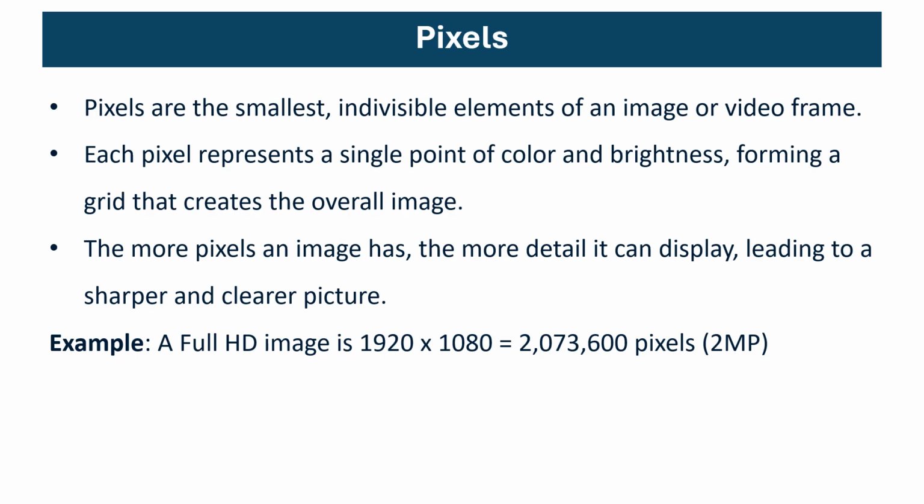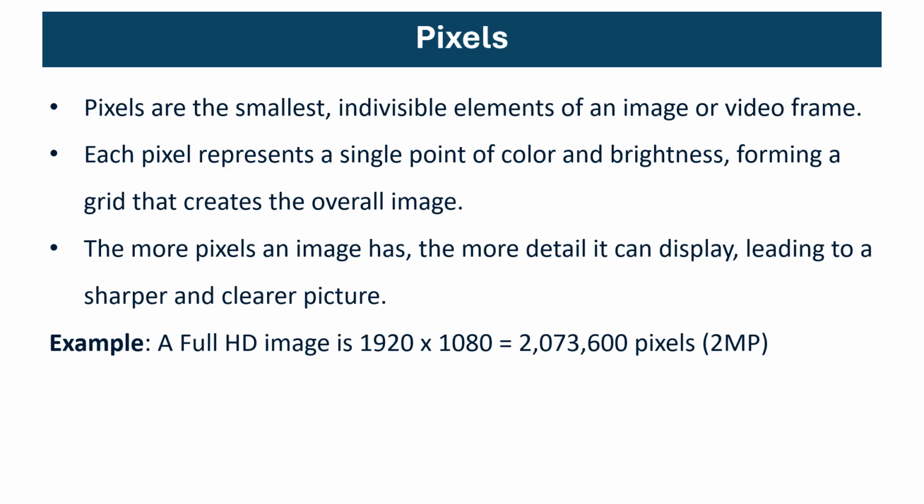So the pixels also contribute to the overall quality of the image. When you have more pixels in an image, the more detailed that image becomes. That's why when you talk about Full HD, HD, 4K and 2K, you can see these numbers increase when the quality increases. When you have more pixels, it means that the quality of the image becomes high.